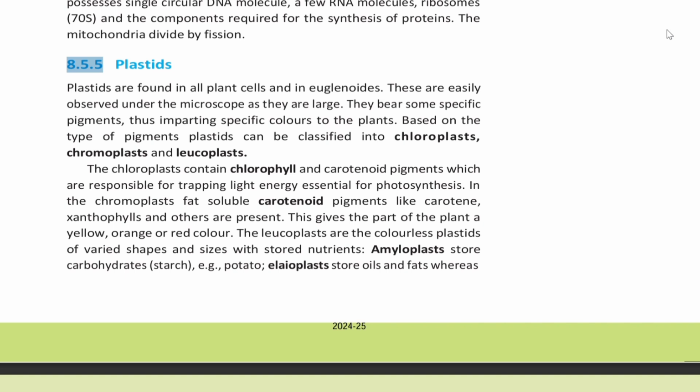8.5.5 Plastids. Plastids are found in all plant cells and in euglenoids. These are easily observed under the microscope as they are large. They bear some specific pigments, thus imparting specific colors to the plants. Based on the type of pigments, plastids are classified into chloroplast, chromoplast, and leucoplast.